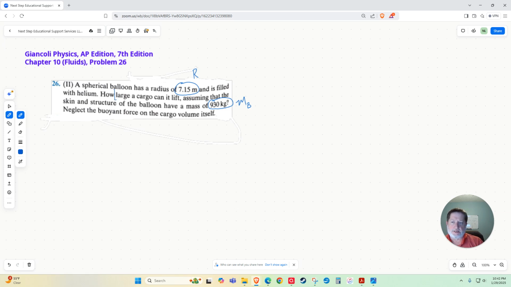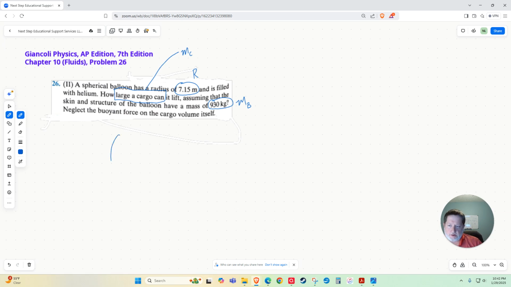And what they're asking us is how large a cargo can it lift. Now, the word large here would imply volume normally. However, given that we know nothing about the density of the cargo or what material it's made out of, with this sort of problem, the best we can do is find the mass of the cargo. And so we're going to assume that's what they meant by saying how large. Because again, without density information, we're not going to be able to determine any physical dimensions about this cargo. So we'll go with that.